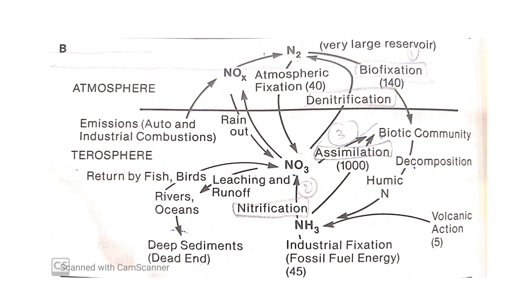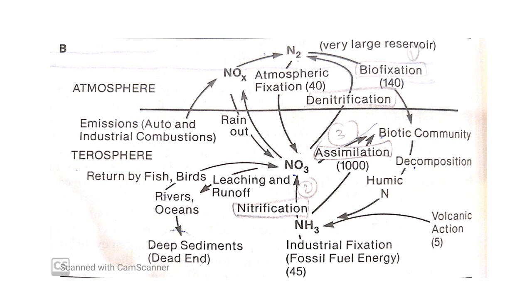You can see that there is a very large reservoir of nitrogen in the atmosphere, and there are two kinds of fixation. One is biofixation and the other is atmospheric fixation. The nitrogen is fixed by the bacteria and due to legume crops, and it comes into the biotic community. On the other hand, there is atmospheric fixation, which is because of thunder lights, and that nitrogen is fixed and comes into the form of nitrates.